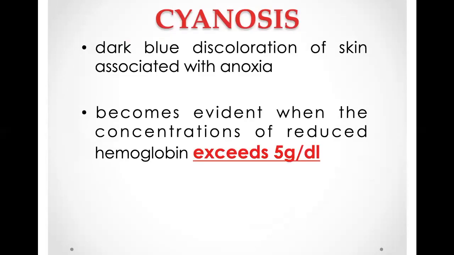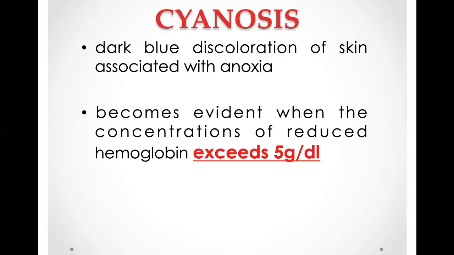Now let's mention cyanosis, which is defined as the dark blue discoloration of the skin, and this is usually associated with anoxia or the absence of oxygen. So the dark blue discoloration of skin associated with anoxia is cyanosis. Now, usually, cyanosis becomes evident when the concentration of reduced hemoglobin exceeds 5 grams per dL. So cyanosis can be caused by chronic hypoxemia.